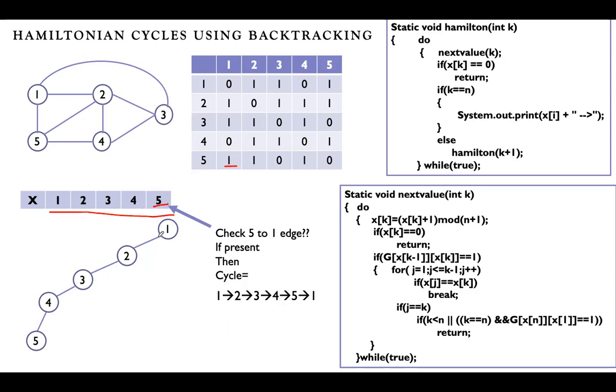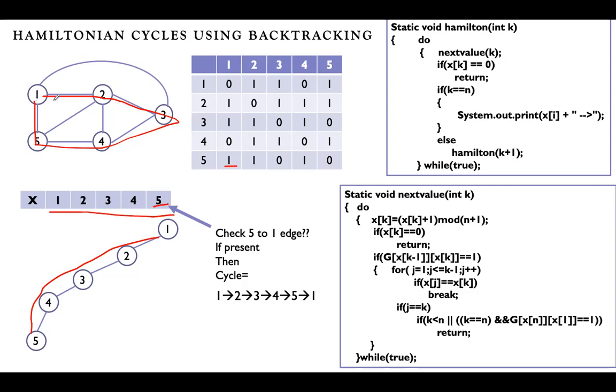Which is nothing but this cycle: 1, 2, 3, 4, 5, and again 5 to 1. Okay, 1, 2, 3, 4, 5, 5 to 1. First cycle you have found out, that is 1, 2, 3, 4, 5 to 1. First cycle you have identified in the given graph.